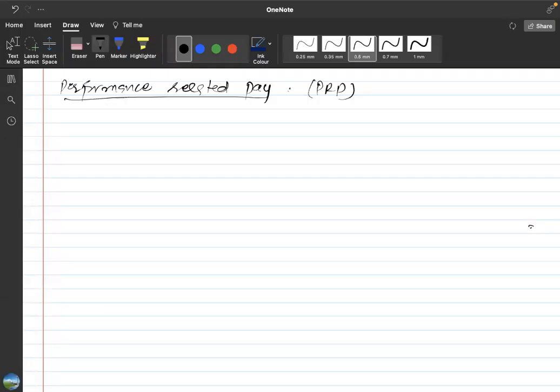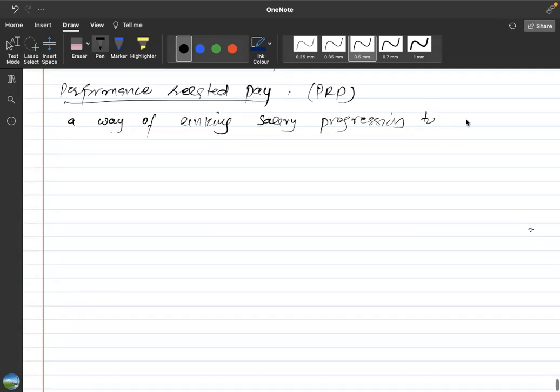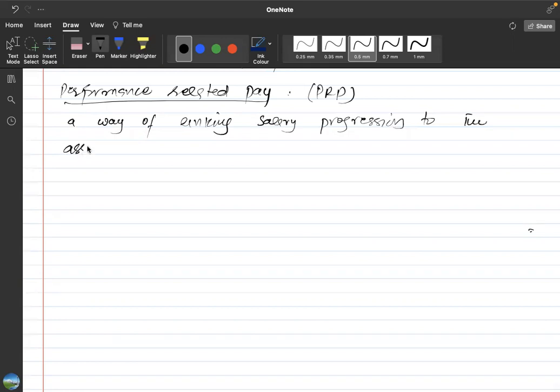The next financial reward that we are going to study is called PRP, or performance related pay. Performance related pay is defined as a way of linking salary progression to the assessment of individual performance.